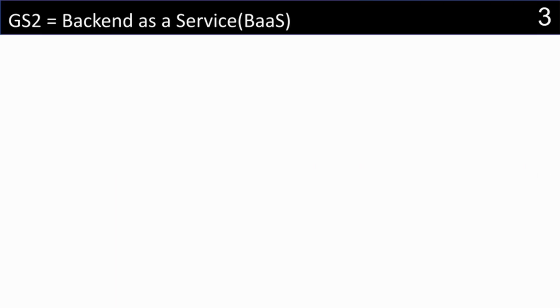To start off, I'll provide an overview of game server services, also known as GS2. GS2 is a service that provides backend functions for games. The type of service we're talking about falls under the category of Backend as a Service, or BaaS. BaaS refers to cloud services that take over the backend functions of an app or system on behalf of developers.